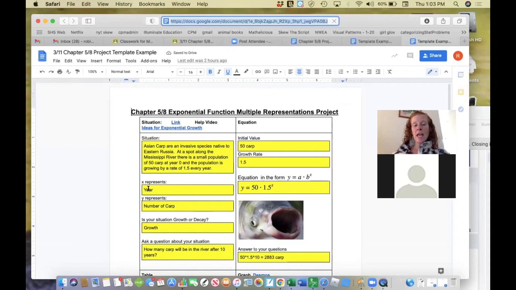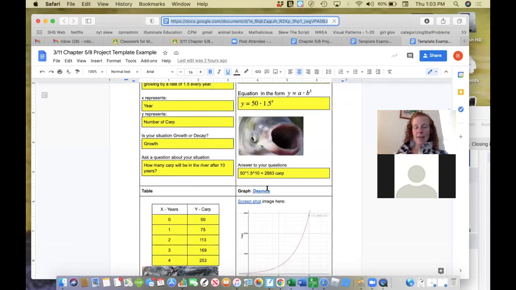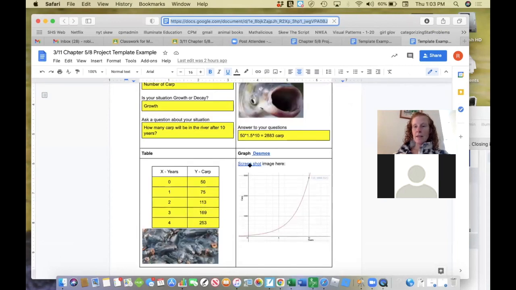And then you have to say how long it is taking. So I chose a year and then the number of carp and it's growing. And then I asked the question, how many carp will there be in 10 years? And then I had my initial value, my rate, and then I made an equation. And then after that, I filled in my table and then the graph. And I did the graph in Desmos. So basically, we just have to make our own problem.